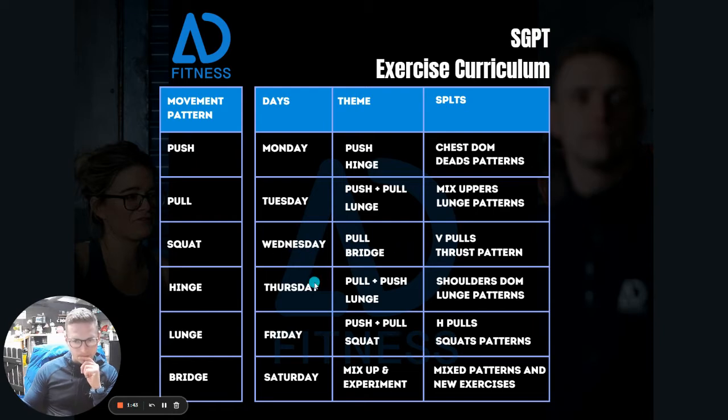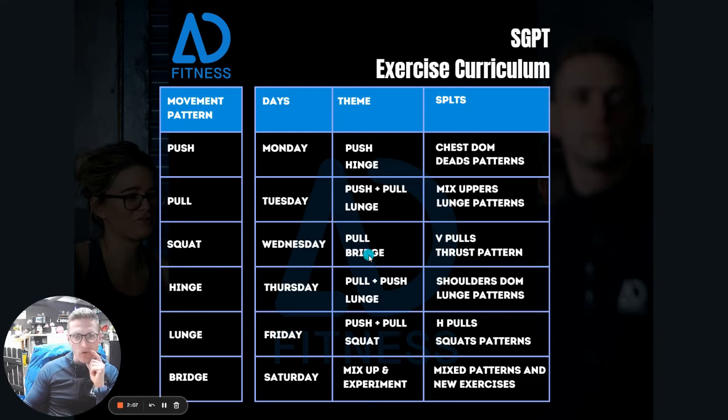On a Wednesday, we are doing pulls and bridges, specifically vertical pulls, which is pulling from high to low, and we're doing bridge pattern exercises. If you've ever done a hip thrust, you'll know what a bridge is, and that is the kind of exercise we're doing on a Wednesday.